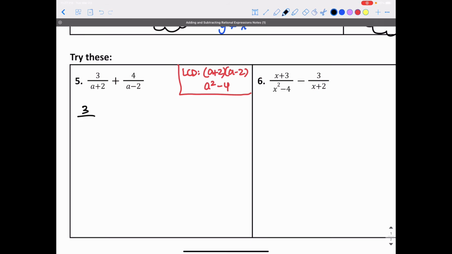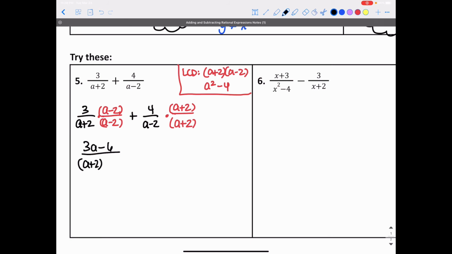And so I need to change both fractions. The first one, I need to multiply by a minus 2 in the denominator to change it to a squared minus 4, so I have to do that in the top as well. For the second fraction, I need to multiply that denominator by a plus 2 to get a squared minus 4. I need to do that in the numerator as well. So I'll end up with 3a minus 6 all over a plus 2 times a minus 2 plus 4a plus 8 all over a plus 2 times a minus 2.